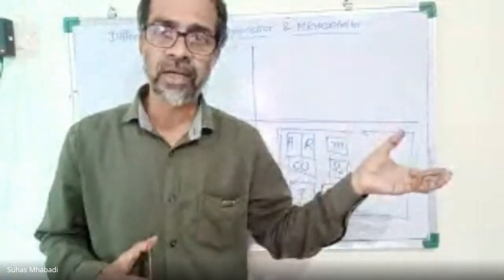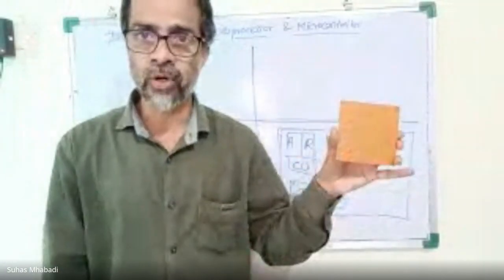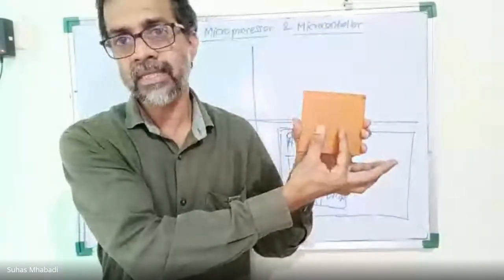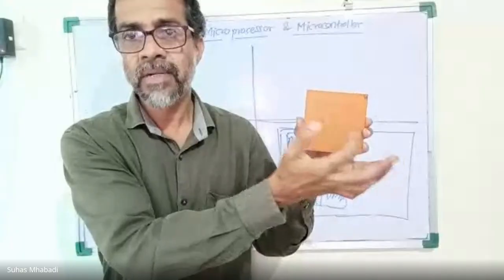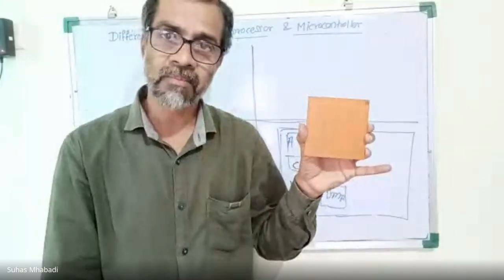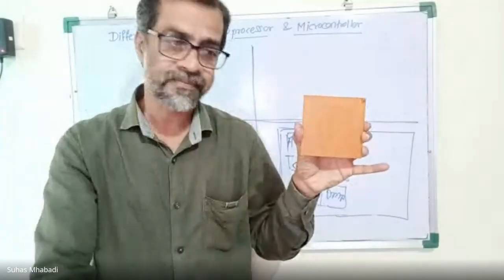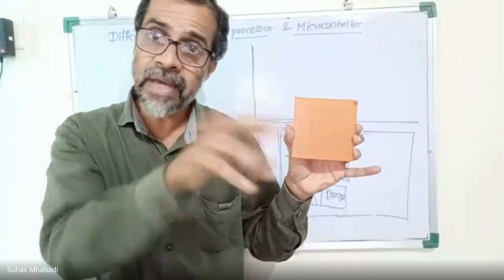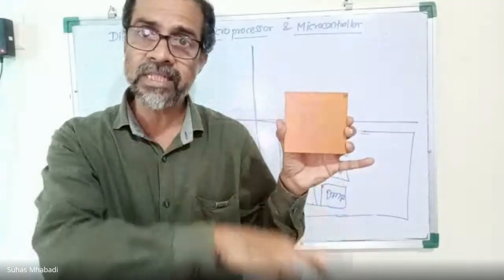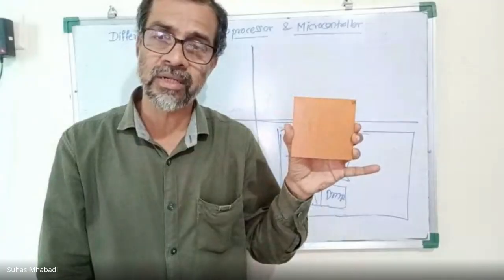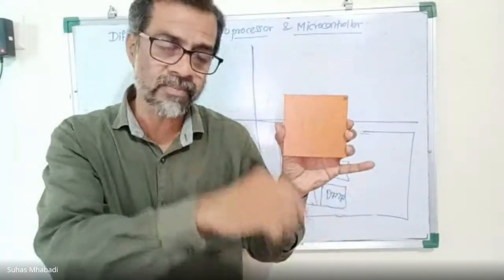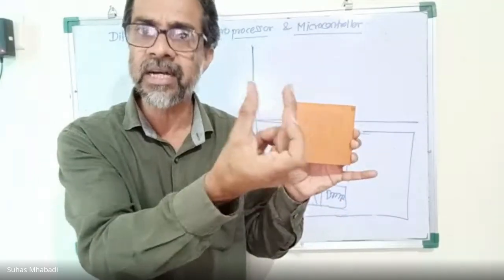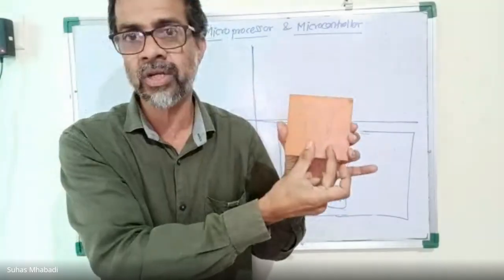In a microcontroller, again I will take a board on which I will mount the IC. The IC is called a microcontroller, but that IC itself consists of memory. It also consists of input output interfacing devices. It may consist of ADC. It may consist of serial communication device. It may consist of timer counter. So everything is there in a single IC, which I'm going to mount on the board.